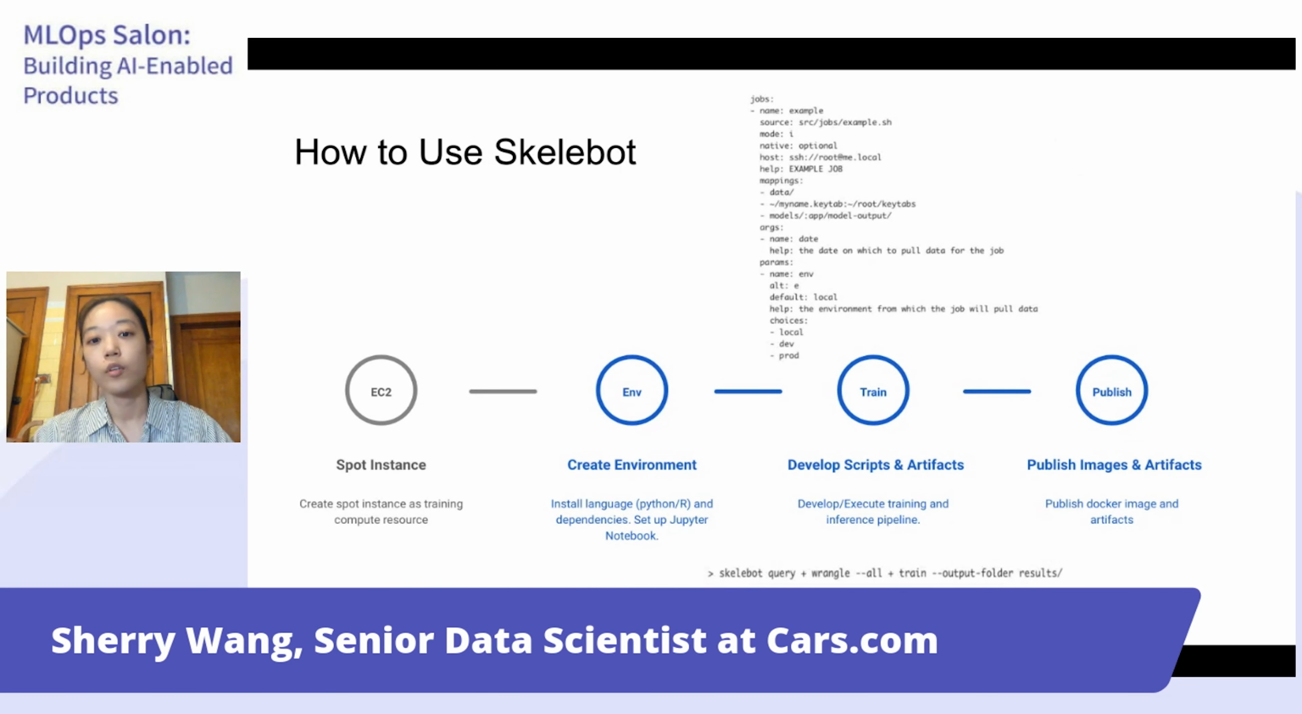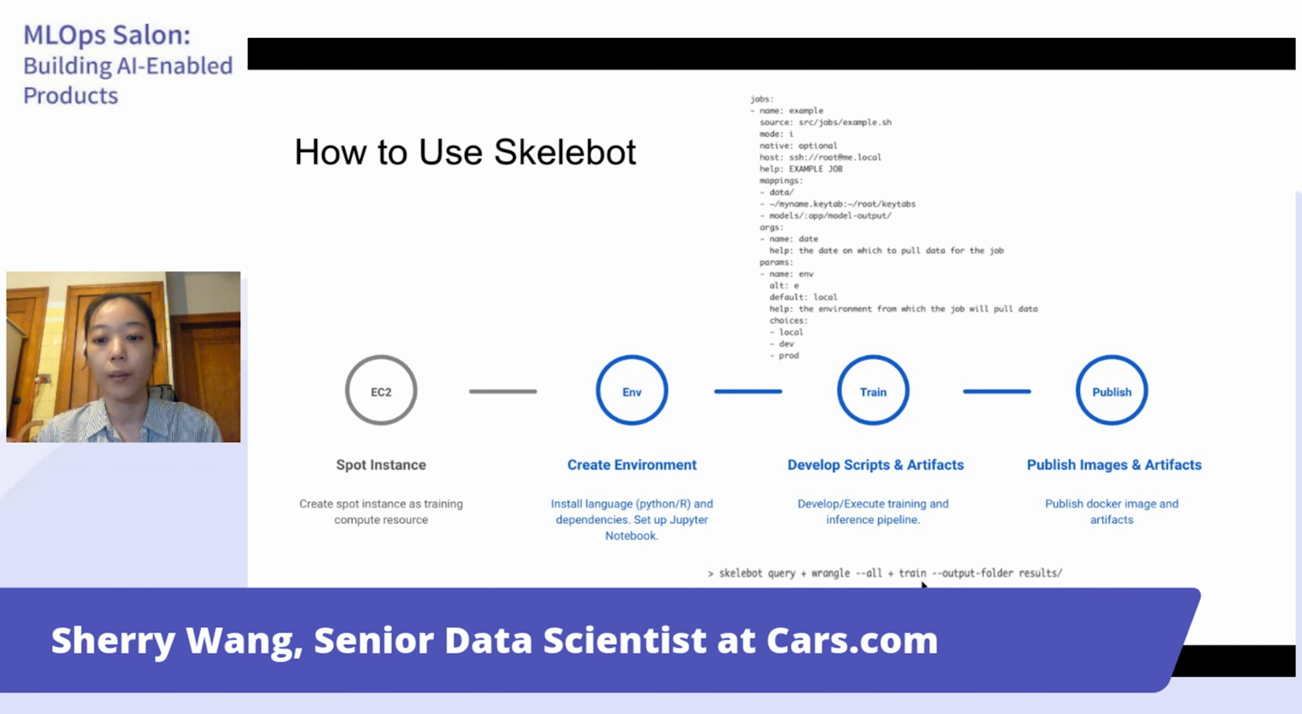How you run this pipeline is really just through one line of code again. In this case, I'm saying that I want to run a training pipeline. And a couple of steps in my training pipeline are query and wrangle, where I'm doing some sort of data pre-processing or feature engineering.